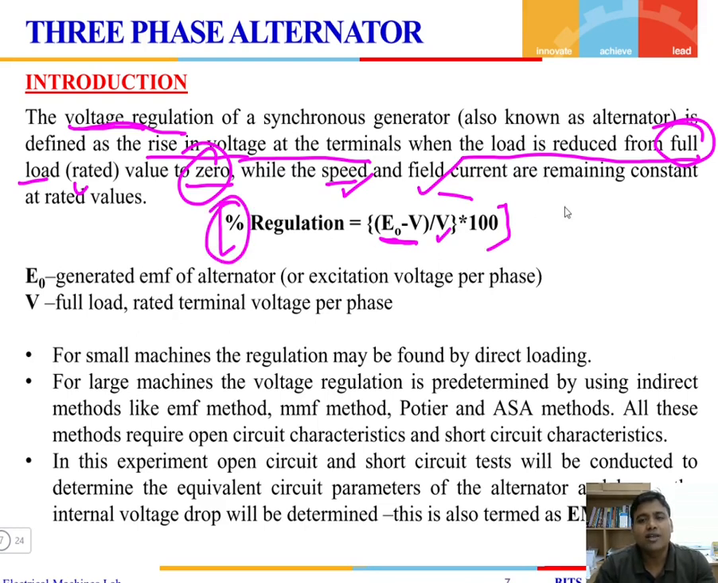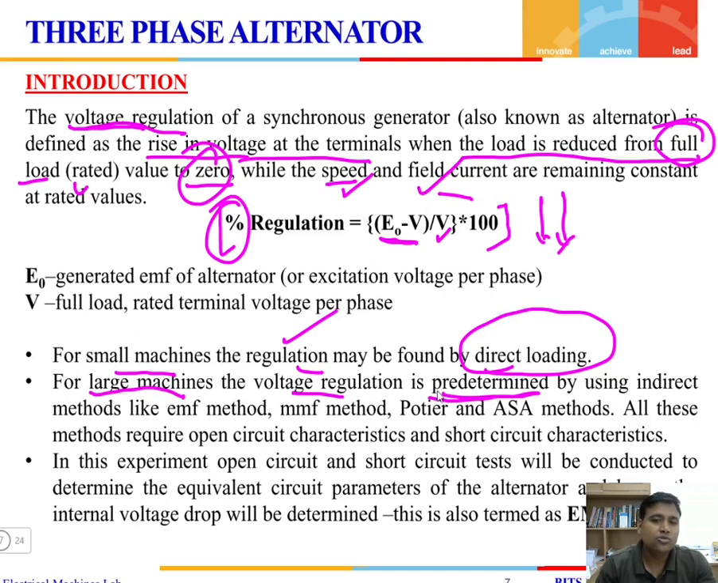Generally, this regulation value has to be less for a better machine. For a small machine, it is possible that through direct loading we can find the regulation. But for a large machine, the voltage regulation is predetermined. We do not give a direct loading, but we try to determine it by other methods like the EMF method, MMF method, Pottier and ASA method.